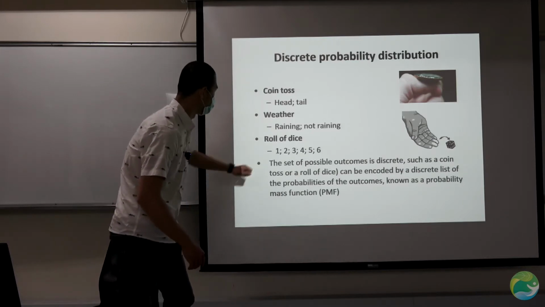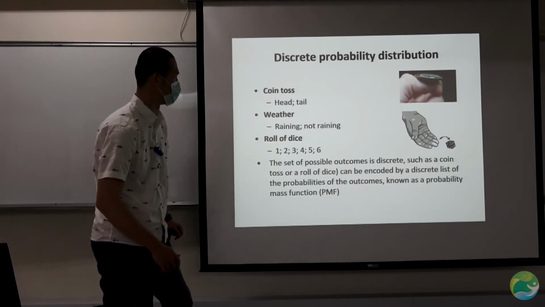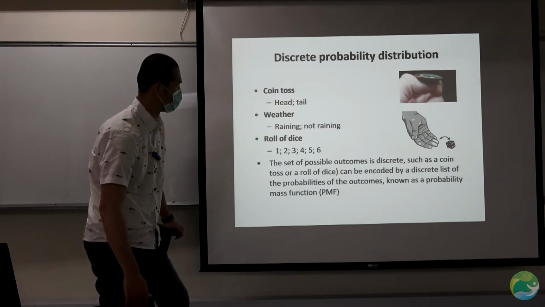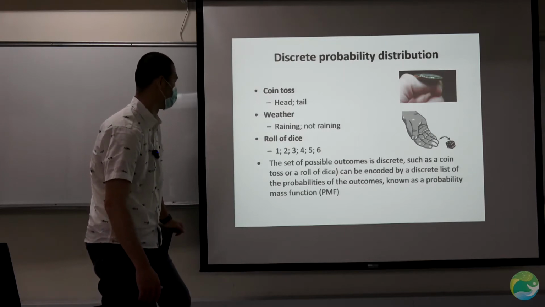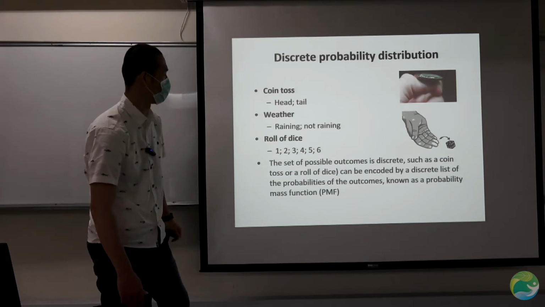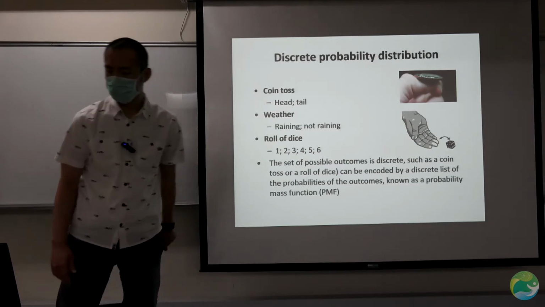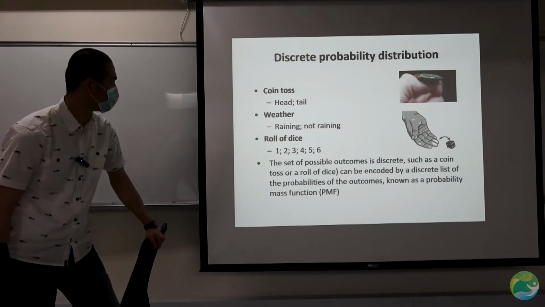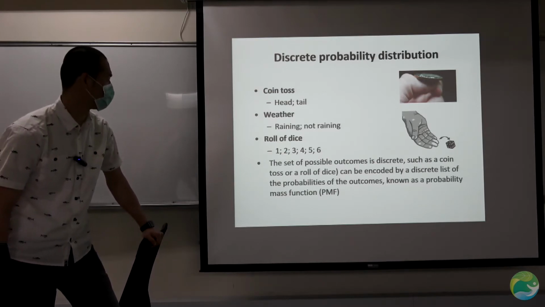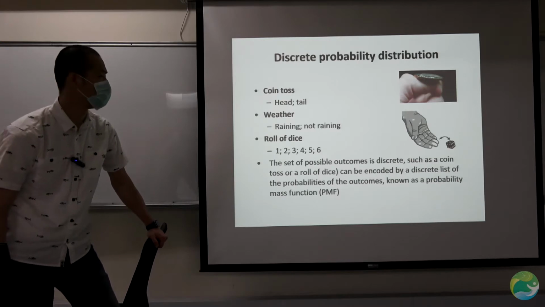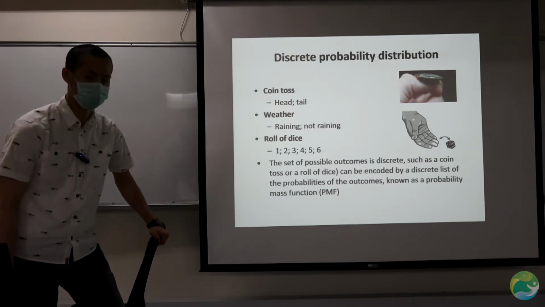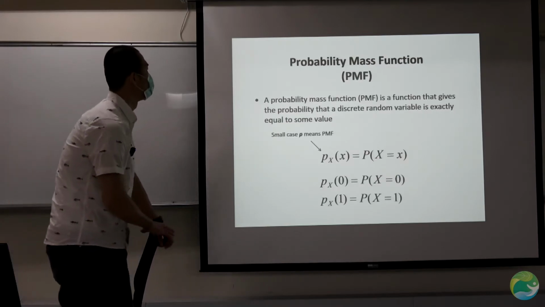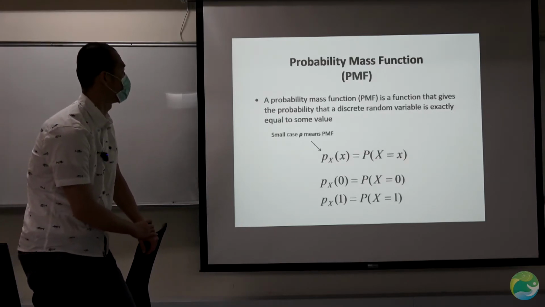In general, the set of possible outcomes is discrete, such as a coin toss or roll a dice, and can be encoded by a discrete list of probabilities of the outcomes. So for the discrete random variable, we use the name called probability mass function to describe the probability of each discrete outcome. Here is the probability mass function.